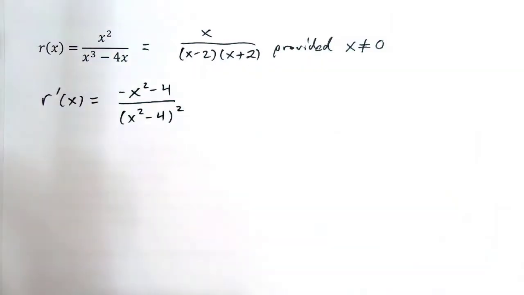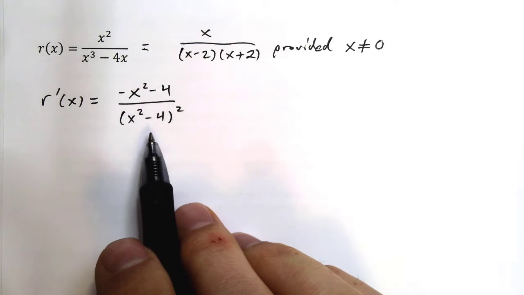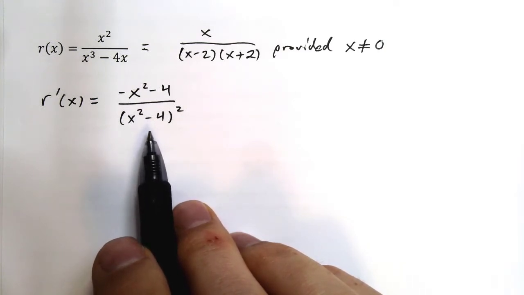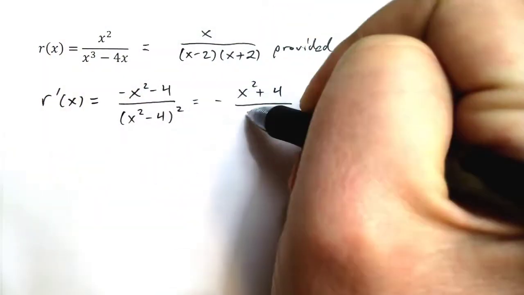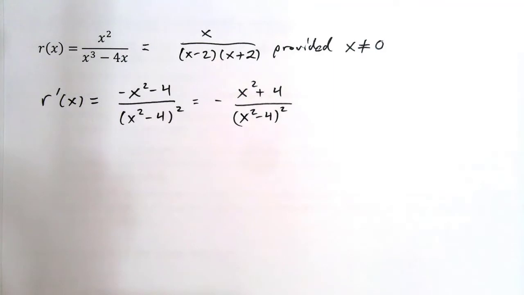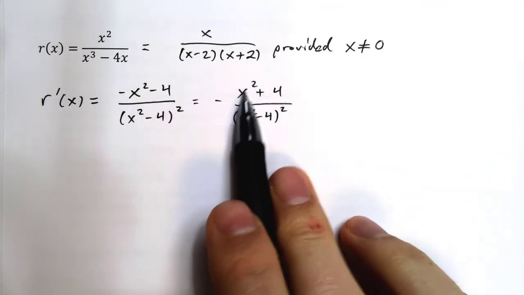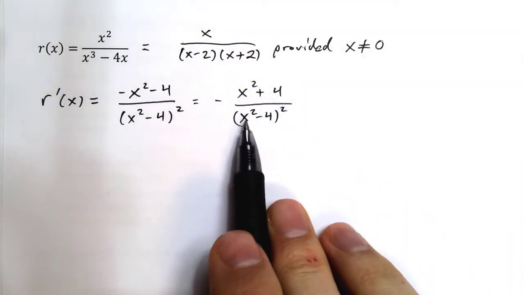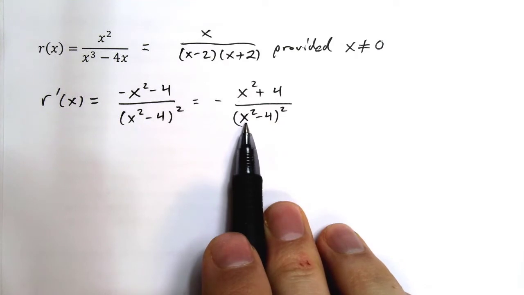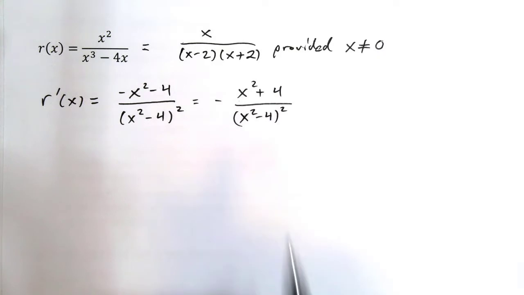Okay, so there we have the derivative. Now we want to find the critical numbers. That's where the derivative is equal to 0 or undefined. Actually, maybe what I'm going to do is factor out this negative sign. Yeah, I like that a little bit better. Okay, so where can this thing be 0? Well, the numerator is never 0 because it's a number squared plus 4. But the denominator is equal to 0 at plus or minus 2. And so that's where this function is undefined, so those are critical numbers.